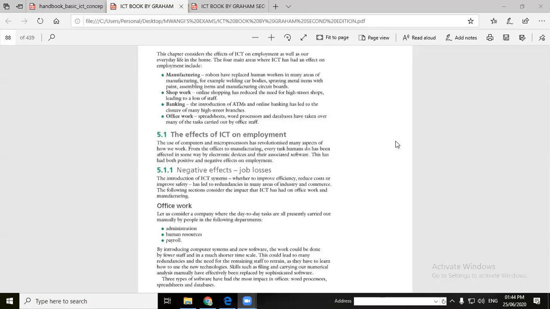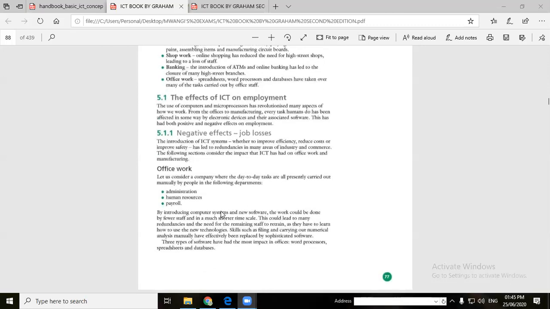The following section considers the impact that ICT has had on office work and manufacturing. When you look at the negative effect of ICT in office work, the office work can be either administrative, that is administration, human resources, or payroll.